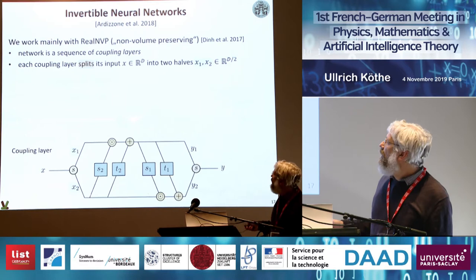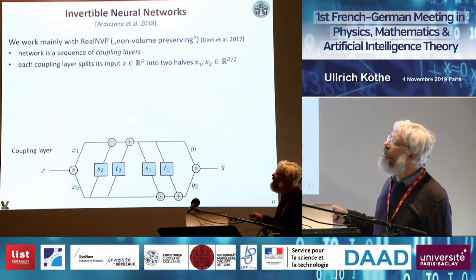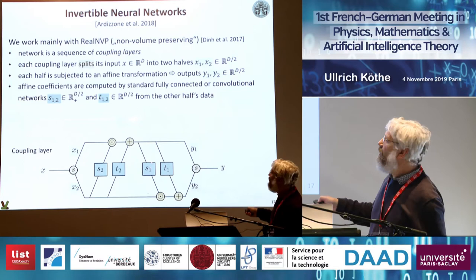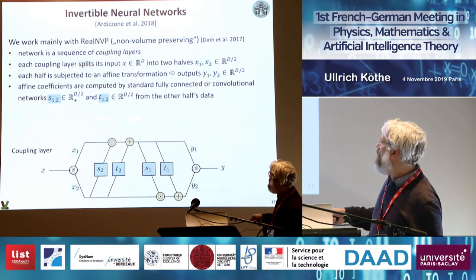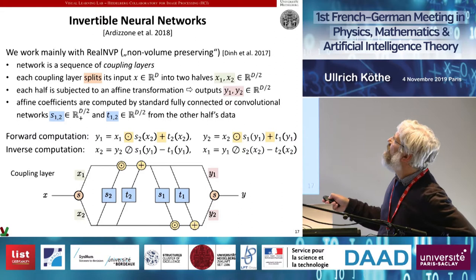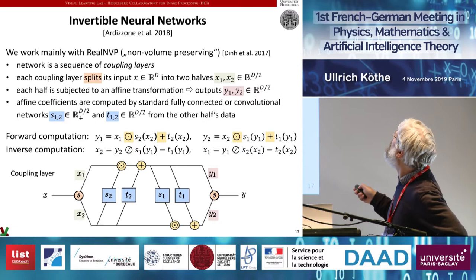Then s2 and t2 are two neural networks which transform x2 into the parameters of an affine transformation, which is then applied to x1. And then the other way around, s1 and t1 are neural networks that use y1 in order to compute the parameters of an affine transformation for x2. In formulas, this looks like this: y1 is x1 times s2, where s2 is a function of x2, plus t2, which is also a function of x2. And this is element-wise multiplication. And y2, the same thing, only that the neural networks depend on y1 in this case.